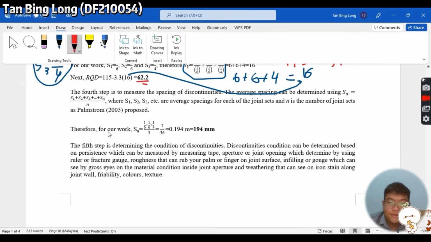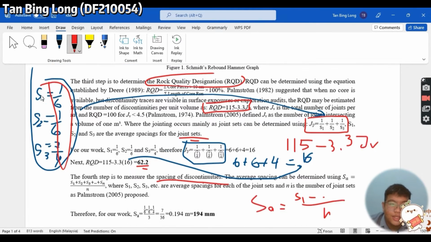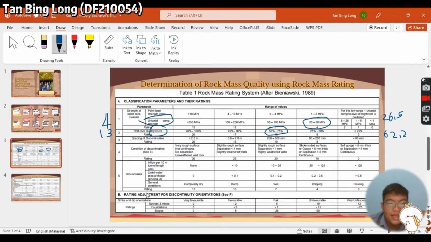Now, the fourth step is to measure the spacing of discontinuity. The average spacing can be determined by using SA is equal to S1 plus S2 plus S3 and so on, divided by n. Then our S1, S2, S3 are here. So we total up these three, then we divide by 3, and we will get 0.194 meter, which is the same as 194 millimeter. Then we can see here, 194 millimeter is in this range with the rating of A.